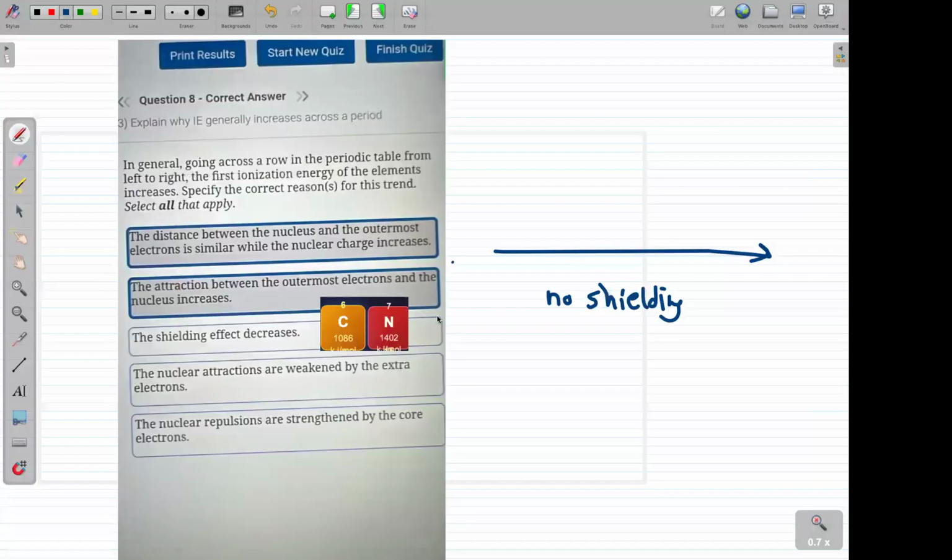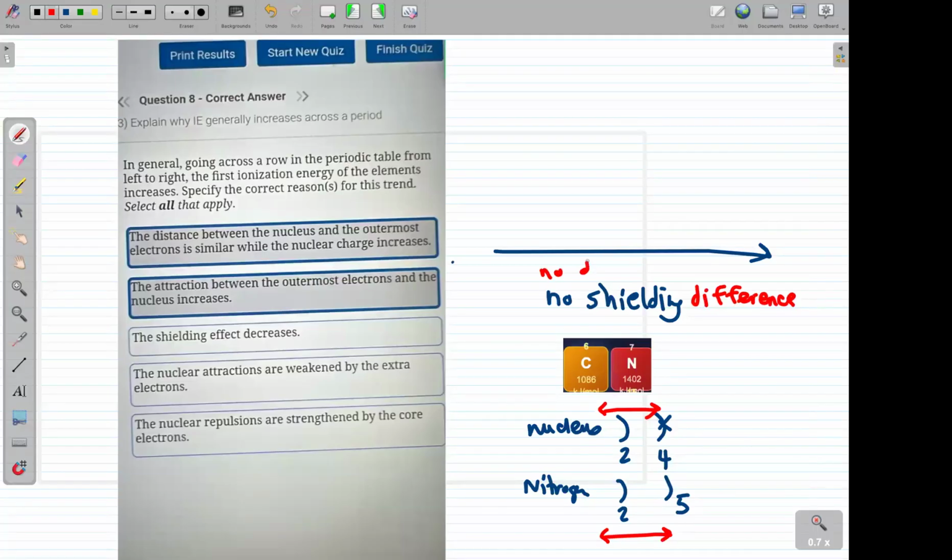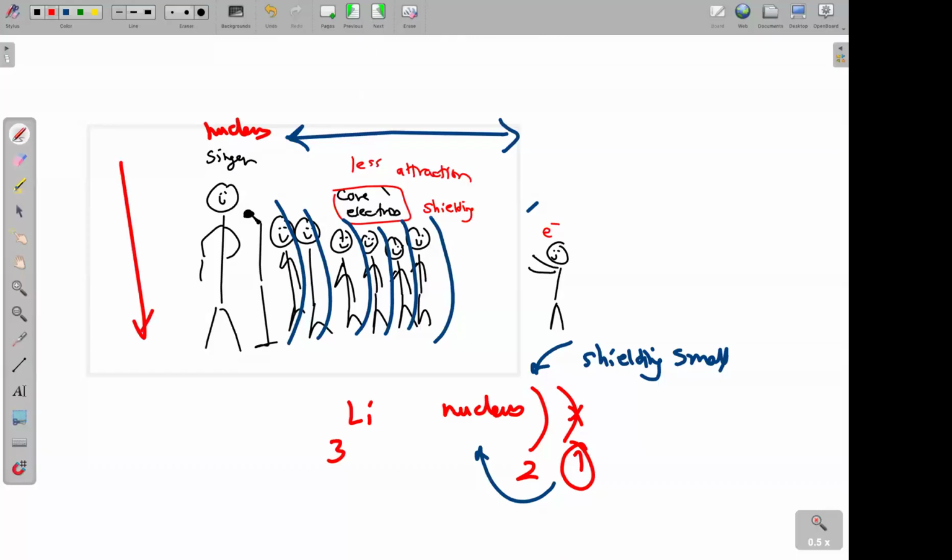How come there is no difference? They are both on the same period. So the carbon, there is the nucleus, there are 2 electrons, there are 4 electrons, and this is the outermost. The nitrogen, there are 2 electrons and there are 5 electrons. Can you see the difference between the outermost shell electron and the nucleus? Is it the same? Yes, it is the same. There is no shielding difference. Can you see the difference in distance? No distance difference.